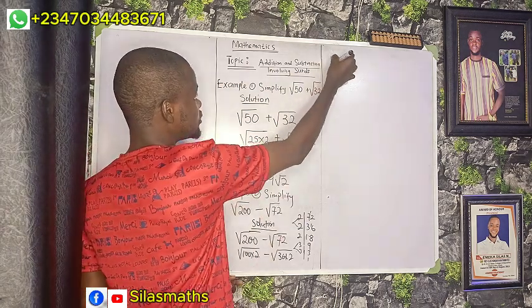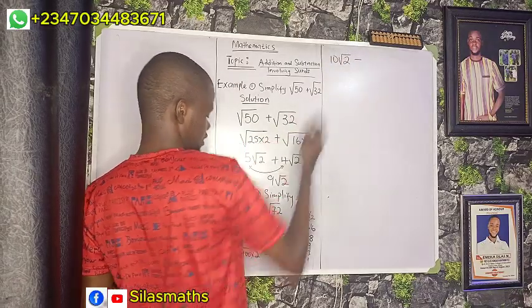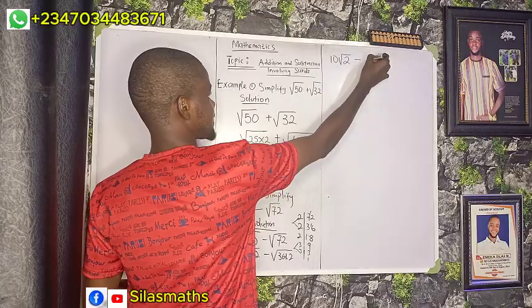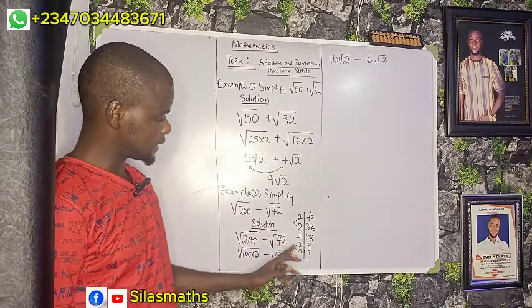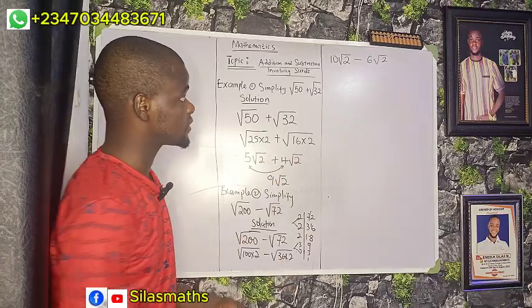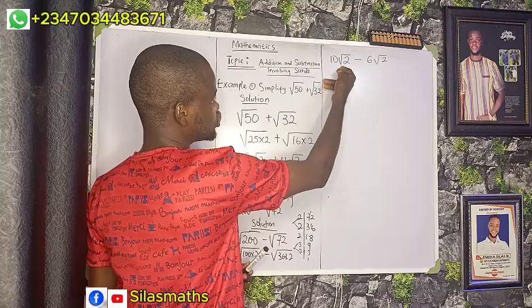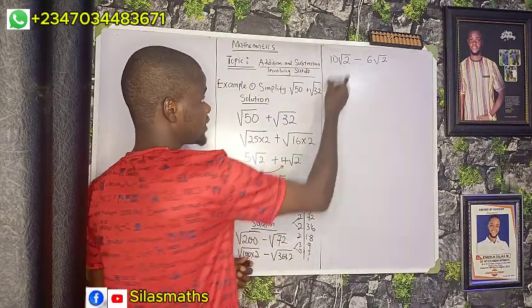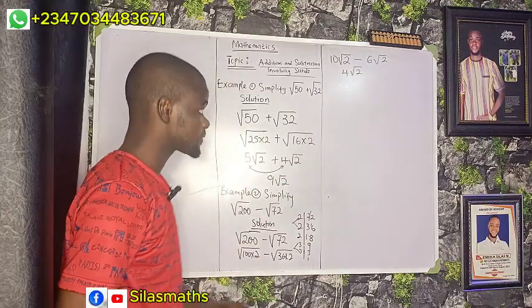So I have 10 root what? Root 2, and I have minus 6 root what? 2. Yes, because square root of 36 is going to give me 6. So I have that over there. Then I go ahead and subtract. They are like surds. So 10 root 2 minus 6 root 2 is going to give me 4 root 2. And that's the answer for this.